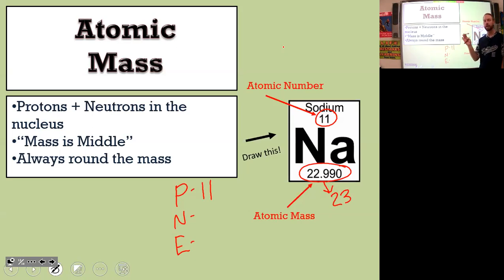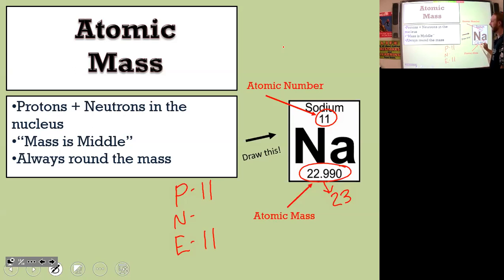I also know that if I have 11 positives, I need 11 negatives to cancel them out. And so the particle with negative charge is electrons. So those have to be the same. Now, how do we find neutrons? It's not the number or the mass that tells us neutrons exactly. We have to do a little math.